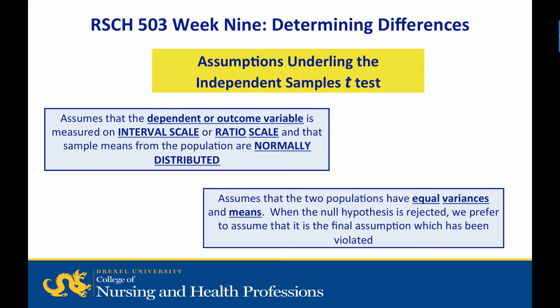There are several assumptions underlying the independent t-test. First, the dependent or outcome variable is measured on the interval or ratio scale. The variable is continuous. Second, the sample means and populations are normally distributed. Third, the two samples have equal variance and means. When the null hypothesis is rejected, we assume that it is this final assumption that has been violated. What this means is that there is a statistically significant difference between the means of the two samples, and the alternate hypothesis is accepted.